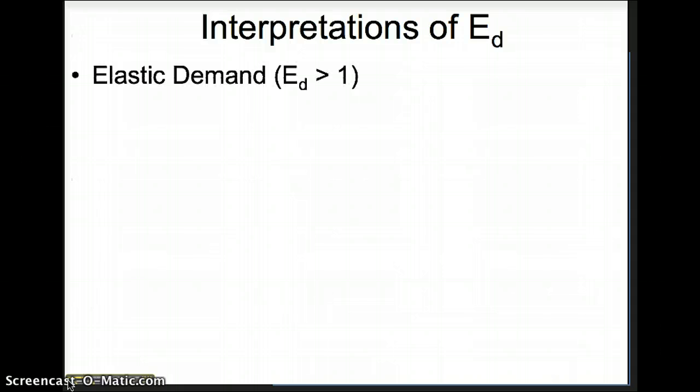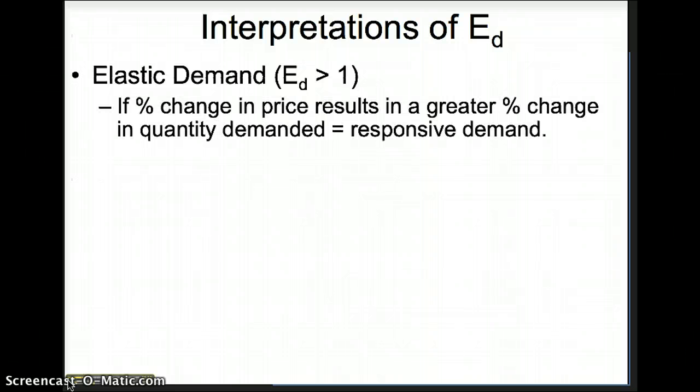Elastic demand occurs when the coefficient ED is greater than 1. This means that the percentage change in price resulted in a greater percentage change in quantity demanded. An example would be a 5% change in price causes consumers to change quantity demanded by 15%. Consumers are very responsive to price changes.